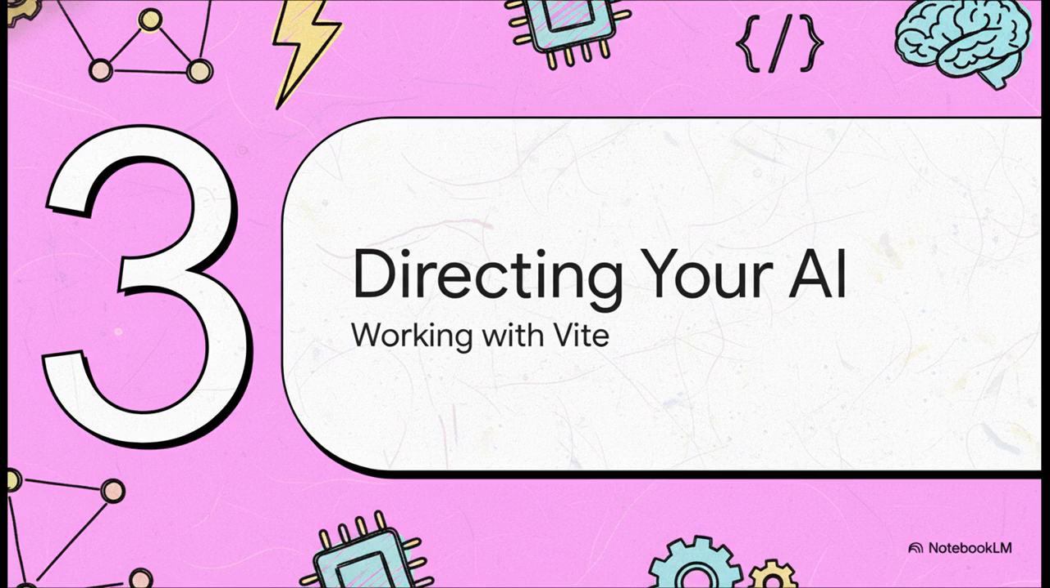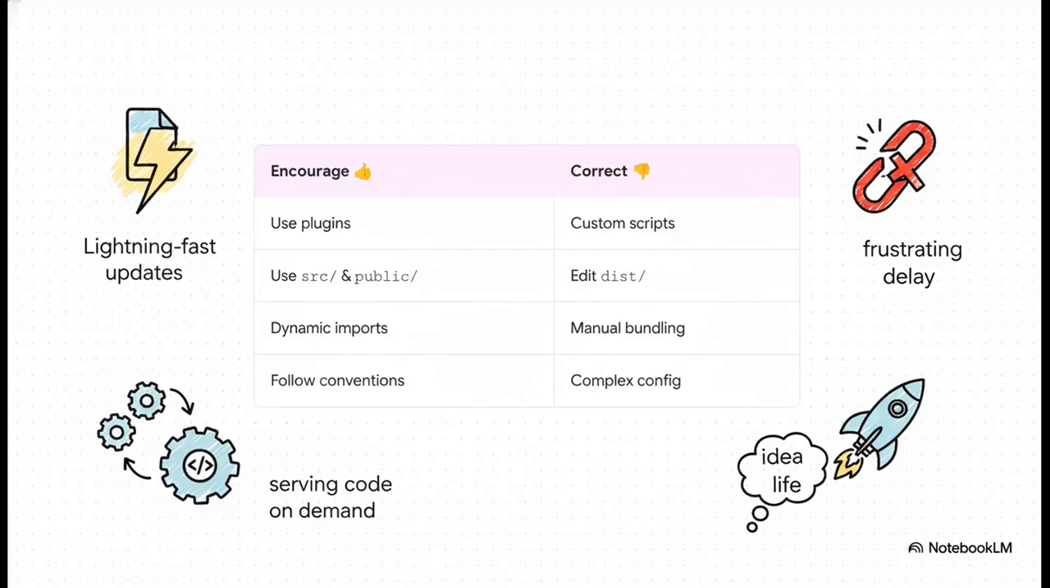Okay, now that we have this solid mental model of how VITE works, let's get practical. Let's talk about directing your AI assistant. How can you guide it so that it creates projects that work with VITE's philosophy instead of fighting against it? Think of it like this. You want to encourage your AI to use VITE's built-in features and all the official add-ons. It's like using the right tools for the job.